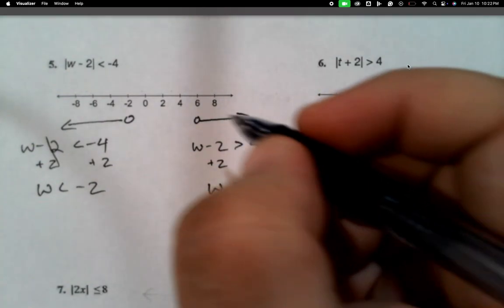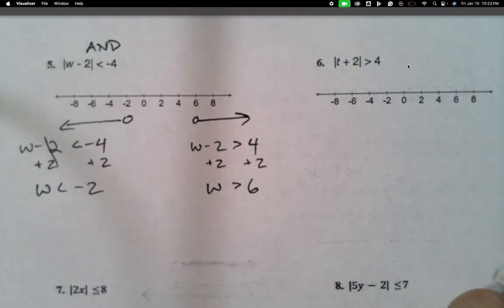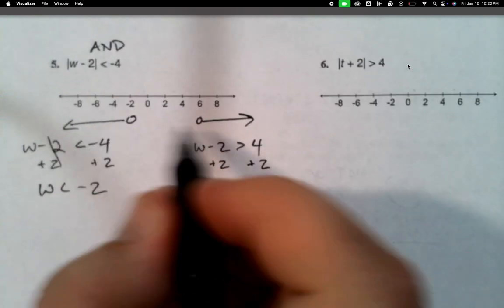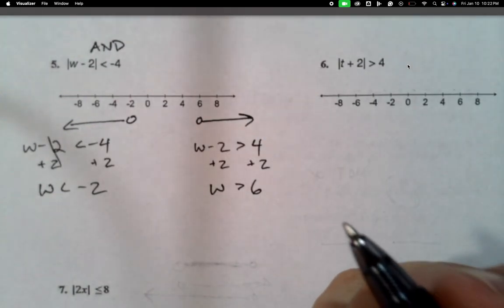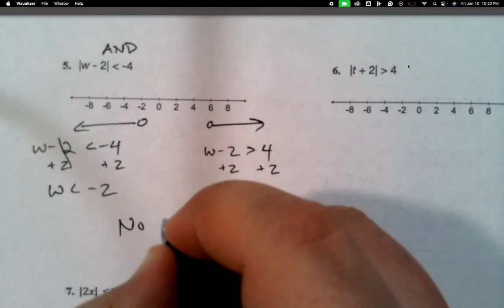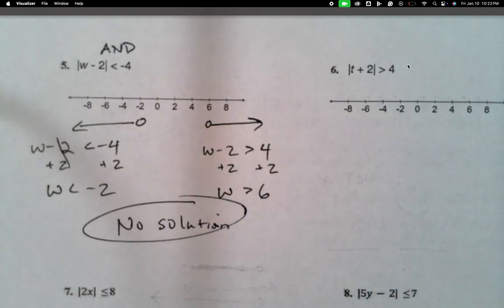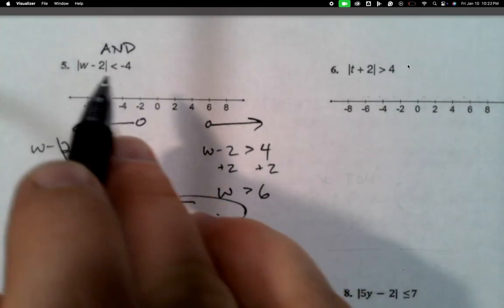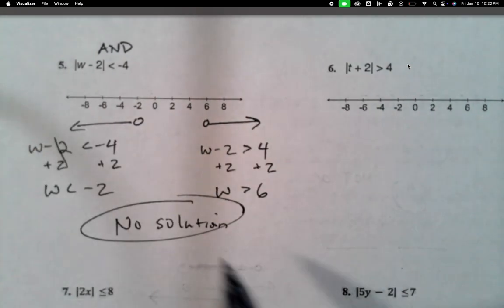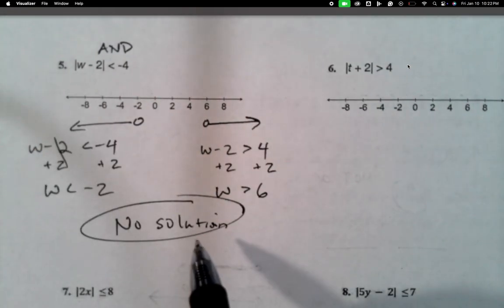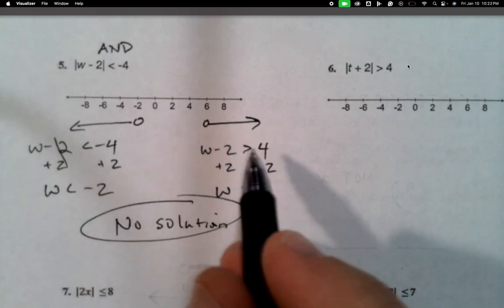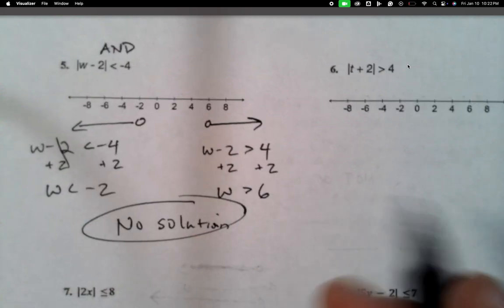Now remember, less than means it's an and statement. So our answer occurs only where these two overlap. And these two never overlap. So we would have to say no solution for this one. On an and statement, which is all the less thans with absolute value, we have to look at where they overlap or they intersect, and these never intersect, so there's no solution.